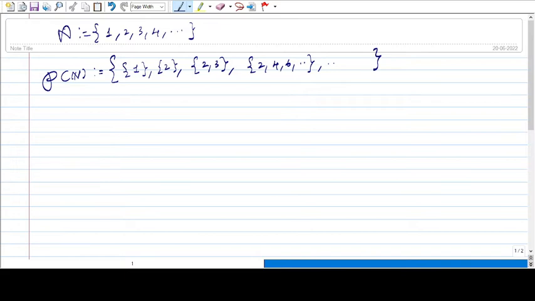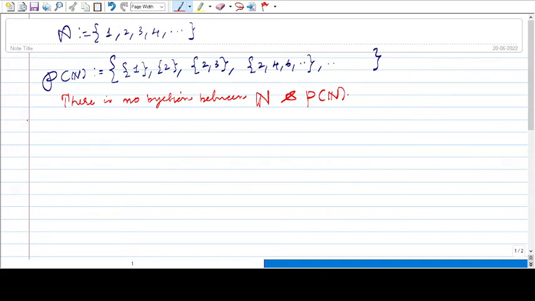So we are going to prove that this is uncountable. That means we cannot make a bijection between N and the power set of N. So our basic idea is to prove that there is no bijection between N and the power set of N.